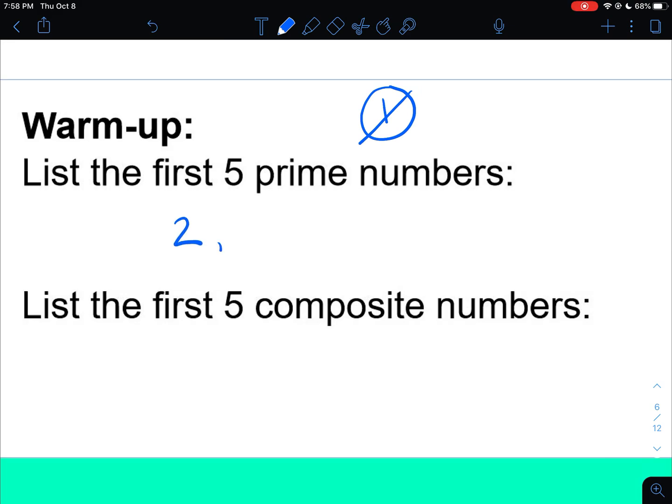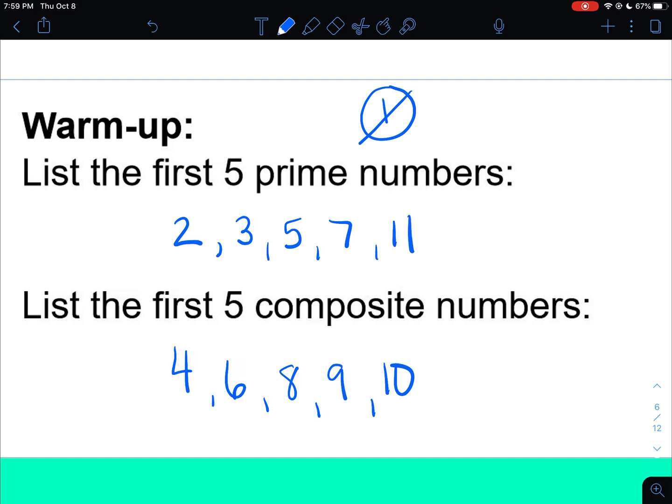Then you have 3. 3 is prime because its only factors are 1 and 3. Next number is 4. 4 is composite. Then 5 would be prime. 6 is composite. 7 is prime. 8 composite, 9 composite, 10 composite, and then 11 would be prime. And there's our first 5 prime numbers and first 5 composite numbers.